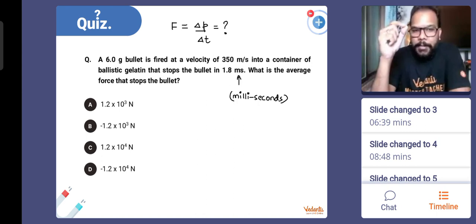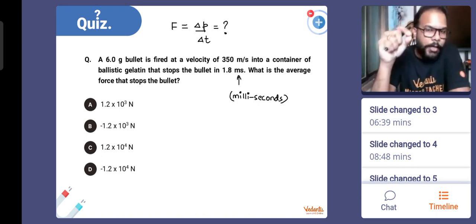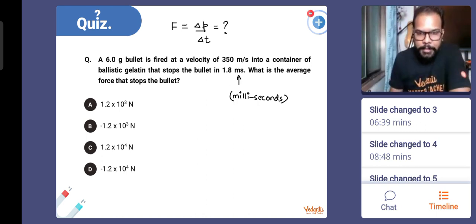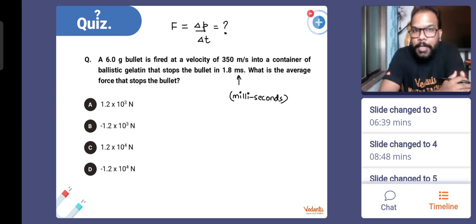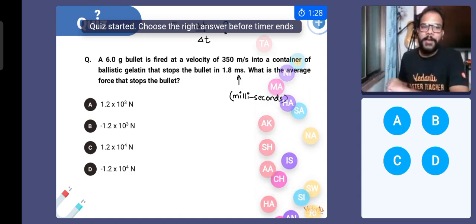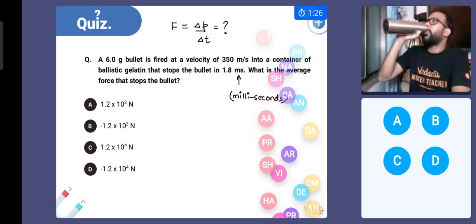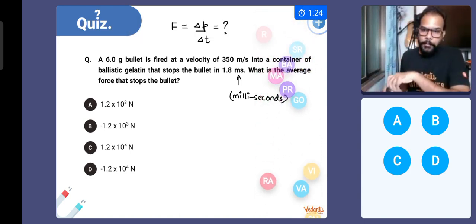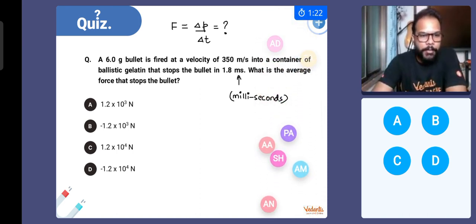What is the average force that stops the bullet? Means what is the average force which is acting on your bullet? You have to find out the rate of change of its momentum. Giving you guys 90 seconds. Remember, when the bullet stops, its final velocity is 0. Remember that. Okay, everyone?